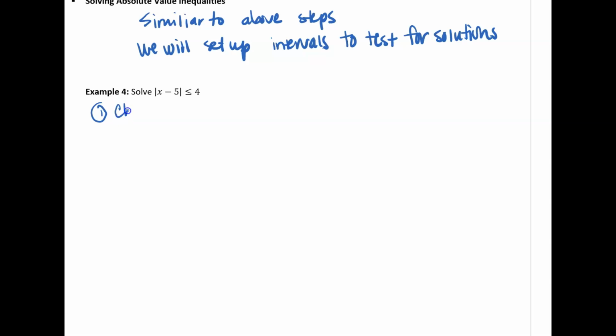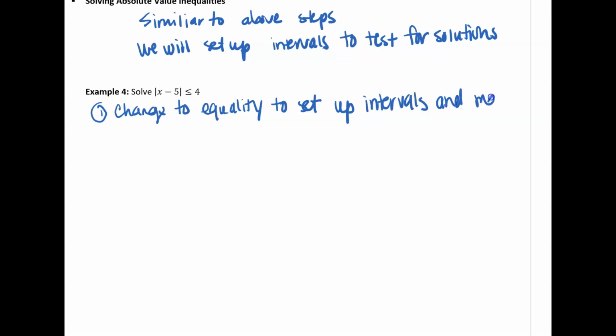So change the inequality signs to equality, your equal signs, to set up intervals and make two equations. We already have that absolute value isolated, so I'm going to say x minus 5 could be equal to 4. x minus 5 could be equal to negative 4.